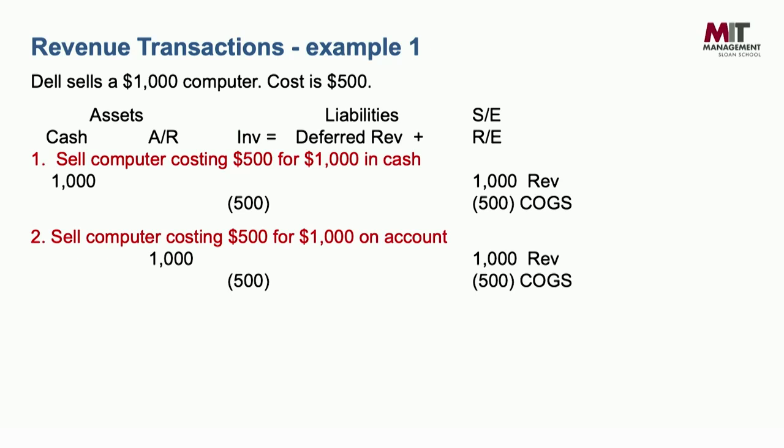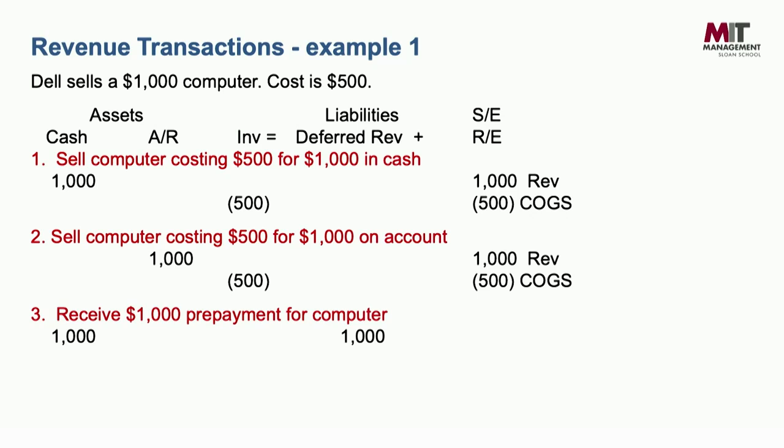Now let's do something that's a little tricky. Now Dell gets $1,000 prepayment for a computer. Does it recognize any revenue? No, it doesn't recognize revenue because it hasn't delivered the computer to the customer. So the way that we're going to account for this is that Dell gets $1,000 of cash, and it's going to get some revenue in the future, which we call deferred revenue, but that's a liability right now.